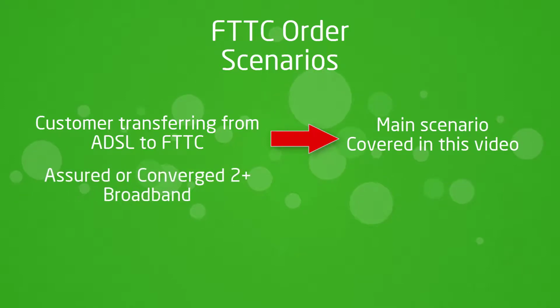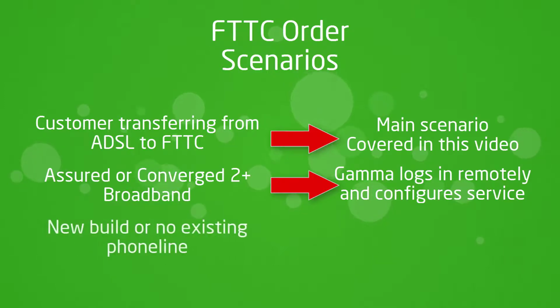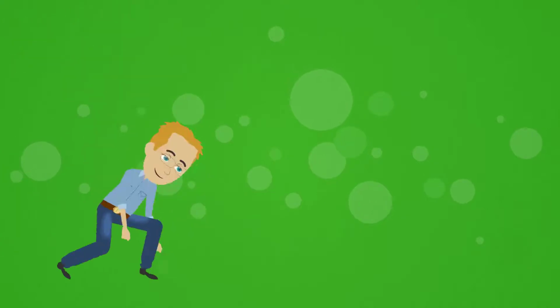If they have a short broadband or Converge 2 Plus broadband, Gamma will log into the existing Cisco router remotely and configure the service for FTTC. You won't need to do anything with the customer's equipment in this instance. If you are ordering FTTC to a new build or there is no existing phone line at the premises, then we would advise selecting the Managed Install option at point of ordering. This costs a little extra, however taking on this type of installation yourself can become rather complex depending on your customer's requirements.